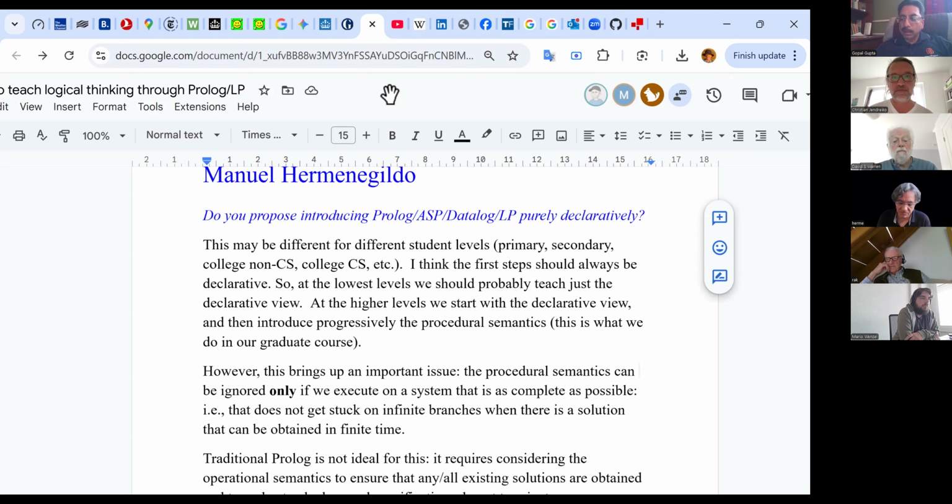So this takes us to the point that traditional Prolog is not ideal for this, because in traditional Prolog, and David also mentioned it, several of us mentioned it, it requires considering the operational semantics. So in traditional Prolog, you need to know the operational semantics to ensure that any or all solutions are obtained. Even that one solution is obtained, you often need to think about the operational semantics.